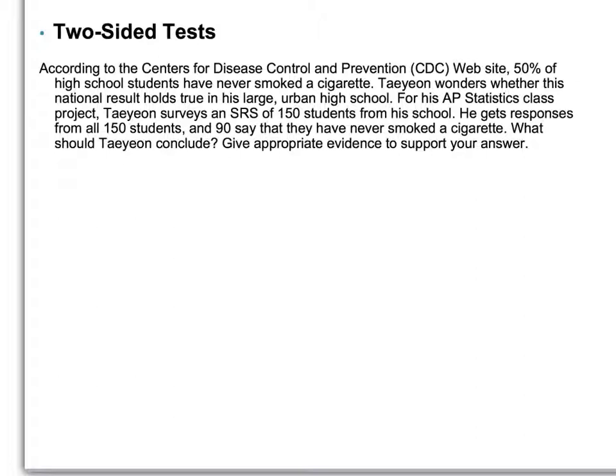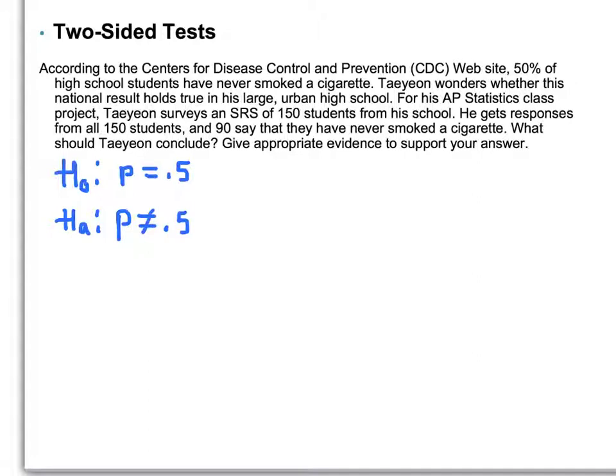So let's get this going here. The first thing we have to do is set our null and alternative hypotheses. Well, your null is what you're comparing against. So my null is that p is 0.5. And my alternative, well, when we read this problem, we don't think that one thing or the other is true. We don't think more students have never smoked a cigarette or fewer students have ever smoked a cigarette. So the best Taeyeon's going to do is, well, he's going to see, is this number different at his high school? And different means not equal to.